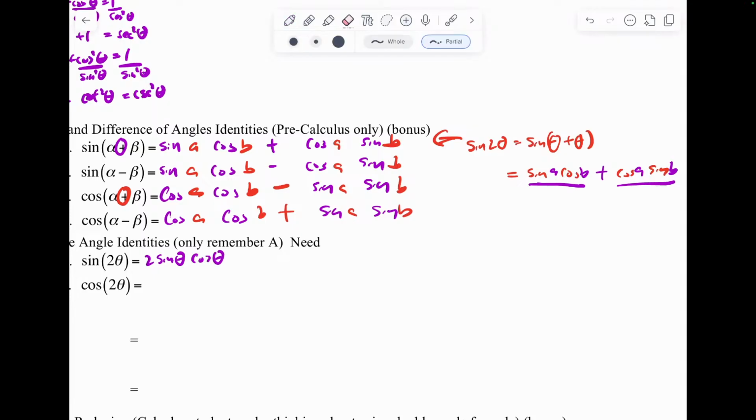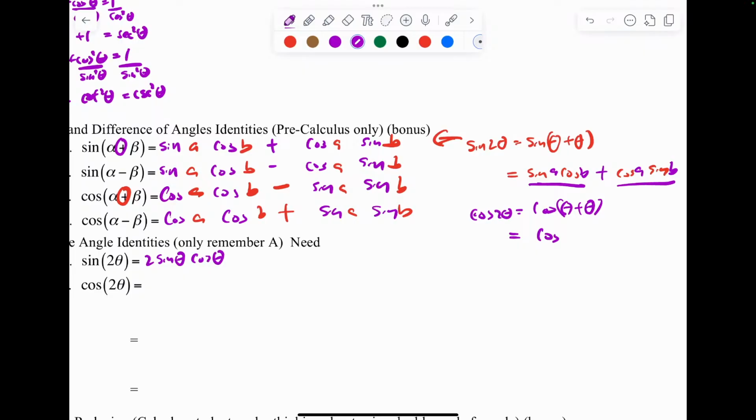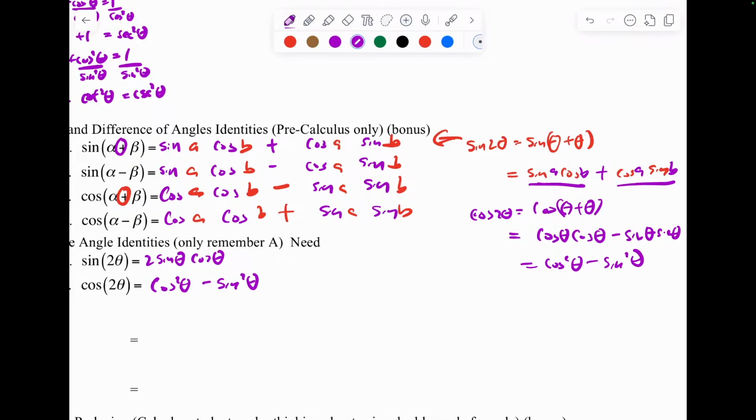You can do the same thing with cosine 2 theta, which is equal to cosine of theta plus theta. So that's equal to cosine theta cosine theta minus sine theta sine theta. So that's equal to cosine square theta minus, 1 minus sine square theta. So that's equal to cosine square theta minus sine square theta. Do you see the connections?